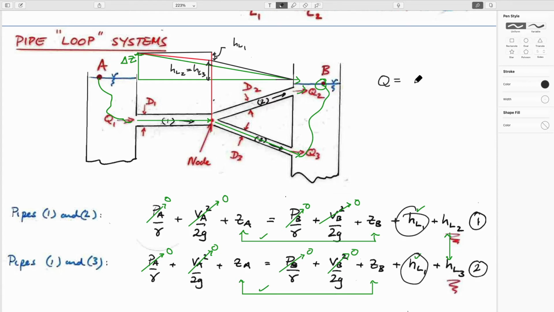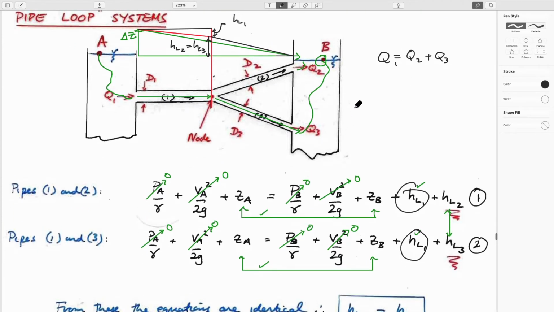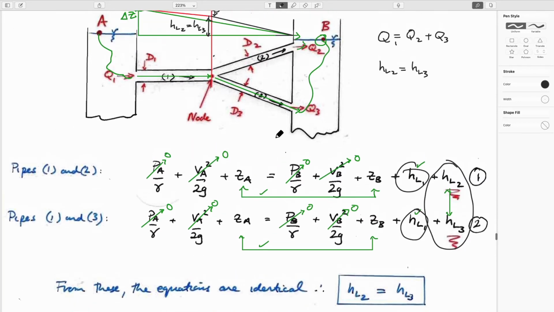Q1 has to equal Q2 plus Q3. That's our continuity requirement. And also HL2 equals HL3, this requirement here. And this makes sense because the same amount that goes in here has to come out into this tank. Of course, it's coming out in two particular streams. And so those are the requirements.